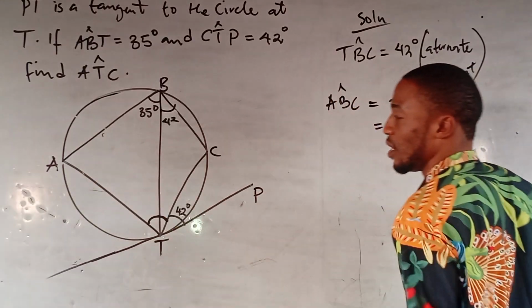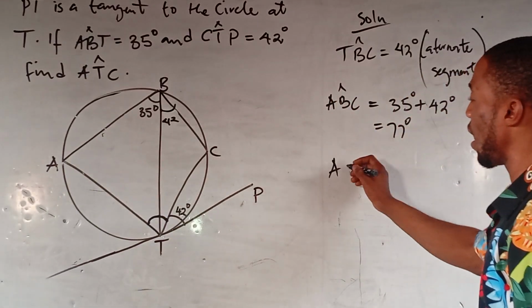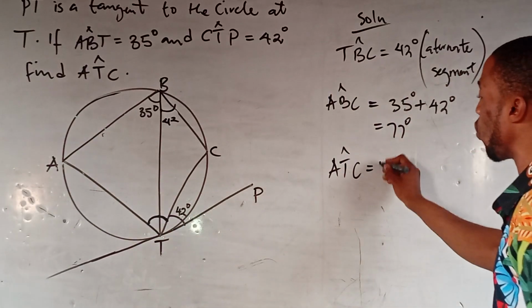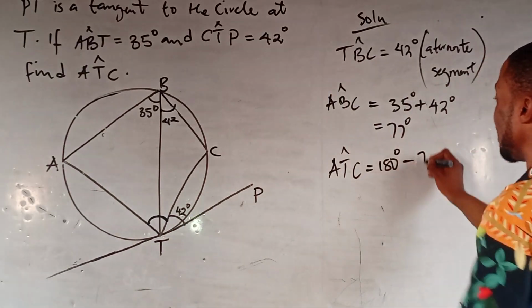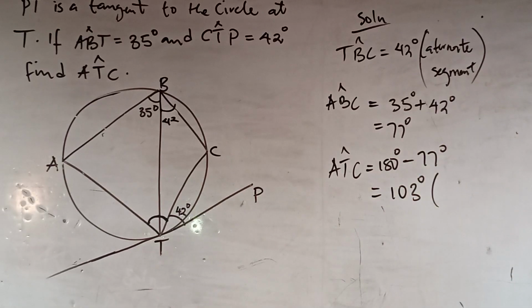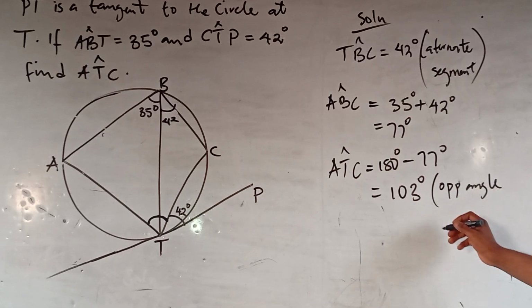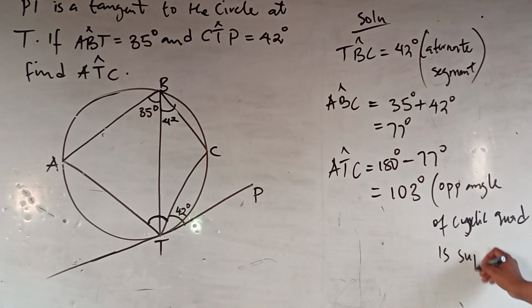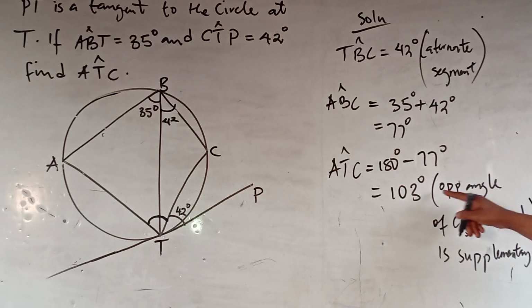Now, how do we get our ATC? Angle ATC is equal to 180 minus the 77 degrees, which gives us 103 degrees. What should be the quote? Opposite angles of a cyclic quadrilateral are supplementary. You see it now?